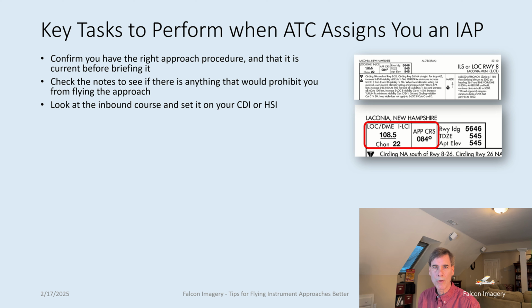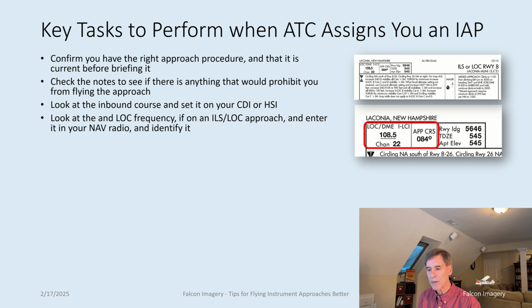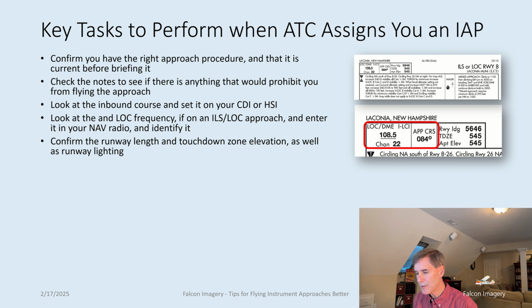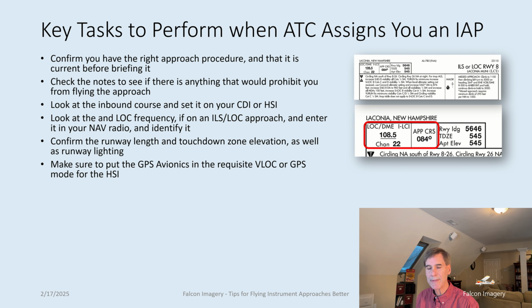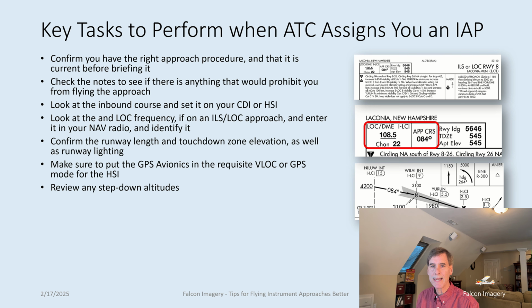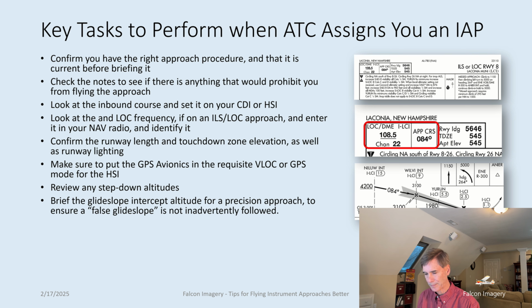Look at the inbound course and set it on your CDI or HSI. Look at the localizer frequency if you're flying an ILS or a localizer approach and enter it in your nav radio, make sure it's active, and identify it. Confirm the runway length and touchdown zone elevations as well as runway lighting. Make sure to put the GPS avionics in the requisite VLOC or GPS mode for the HSI, if you've got an HSI. Review any step-down altitudes associated with the procedure.